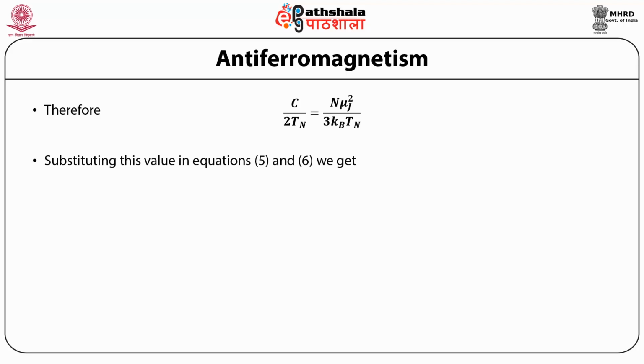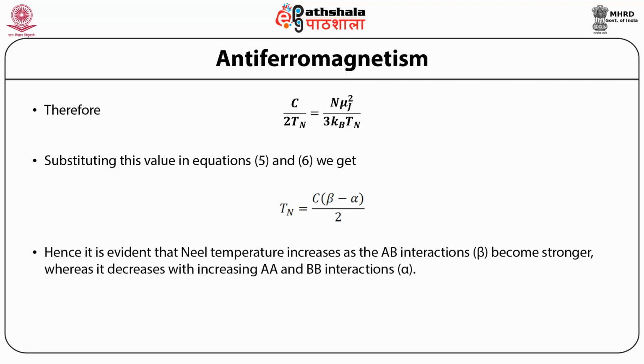Substituting this value in equations 5 and 6, we get T_N equal to C (beta minus alpha) over 2. This is an important relation. It is evident that as the Néel temperature increases, the AB interaction beta becomes stronger, and it decreases with increasing AA and BB interaction. So this is important: as T_N increases, meaning thereby the AB interactions become stronger, and if the Néel temperature decreases, it strengthens the AA and BB interaction.